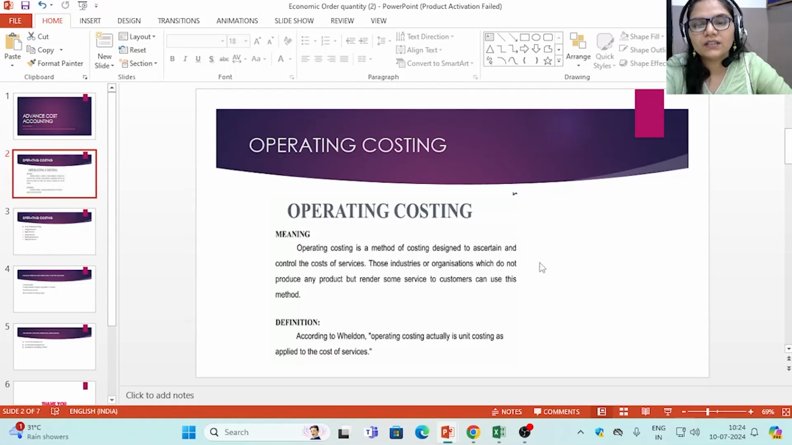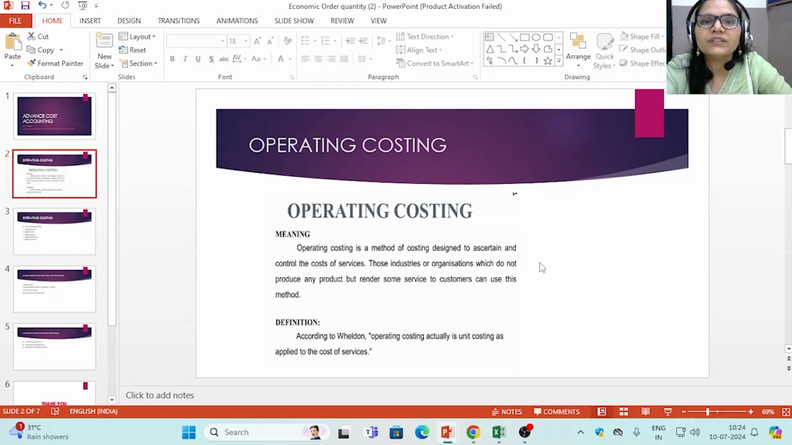So in this session, we say that operating costing is basically the part of costing of services. We discussed job costing and batch costing. They were all a part of production of a particular product. But in this whole costing subject, we have discussed many aspects, but we didn't talk about services.